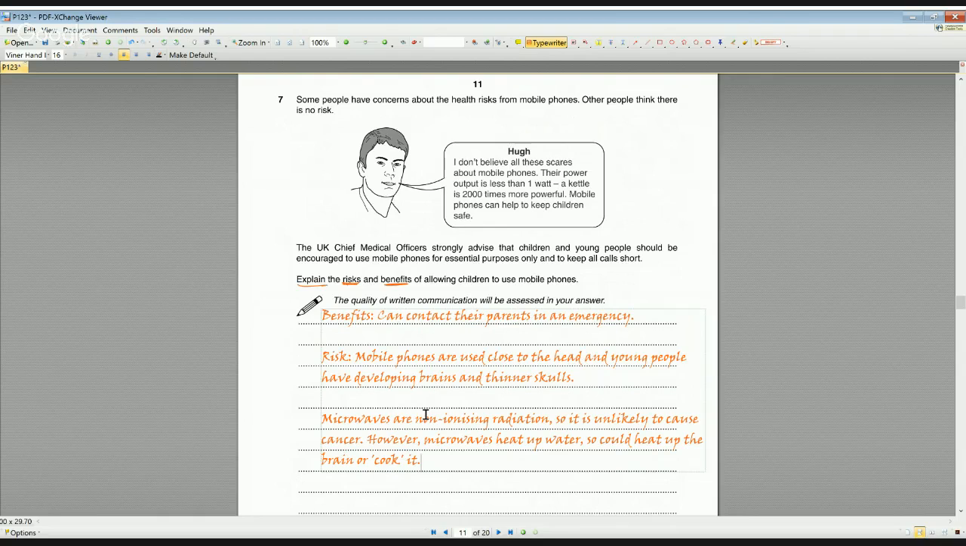So how do we explain the risks and benefits? Yes, we've given a benefit there, quite a flippant one, but it's fine. We've come up with a risk, which is that mobile phones could cook the brains of young people. We've explained that in terms of the additional risks attached to young people because their brains are developing and their skulls are thinner. We've acknowledged that it's non-ionizing radiation, so it's not going to cause cancer, probably. But it could heat up the water. It could damage the brain in some way as a result of that.